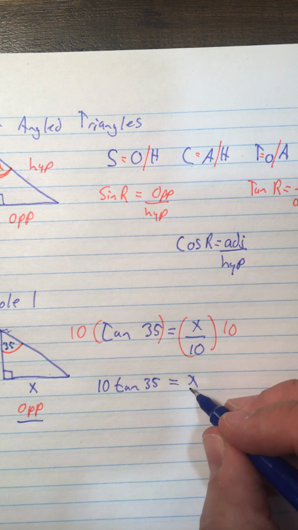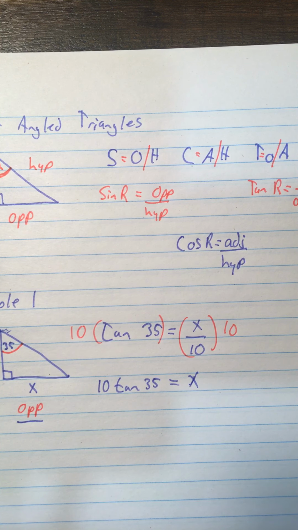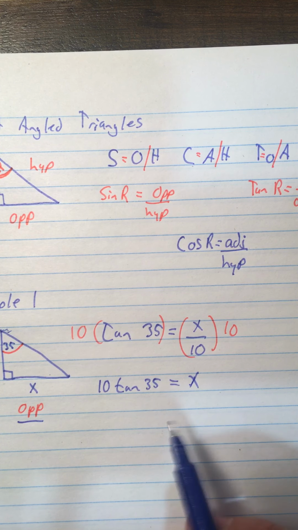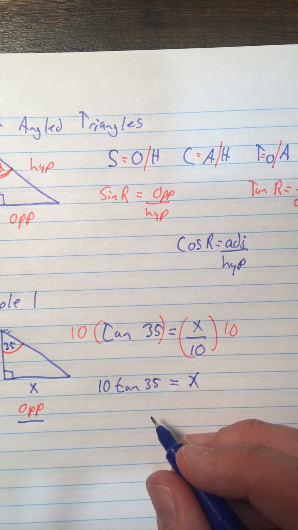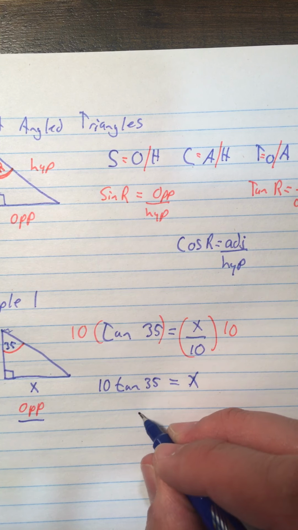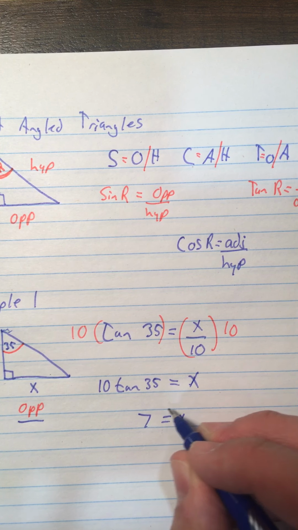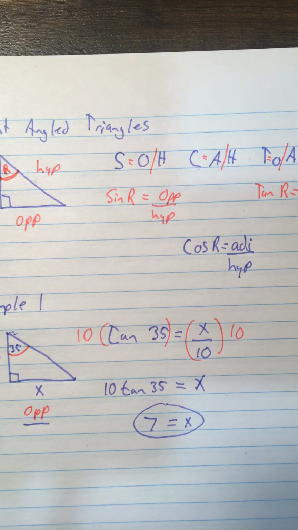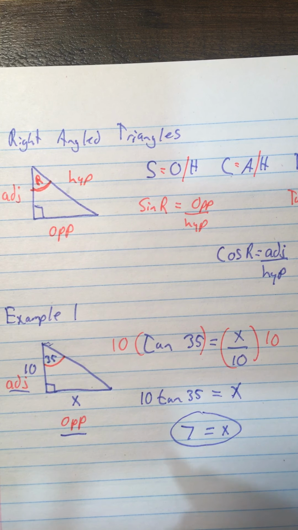If you take your calculator out, it better be in degree mode. And 10 times tan 35 should be 7. Therefore, my side here is 7. Okay?